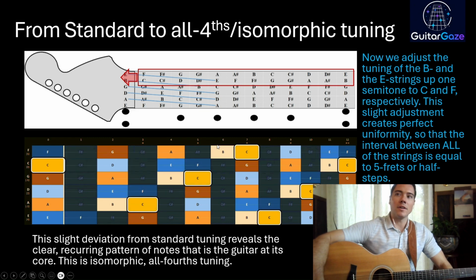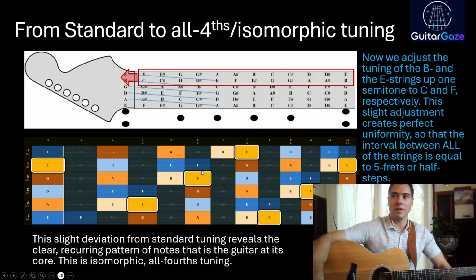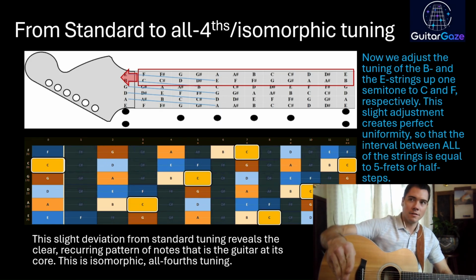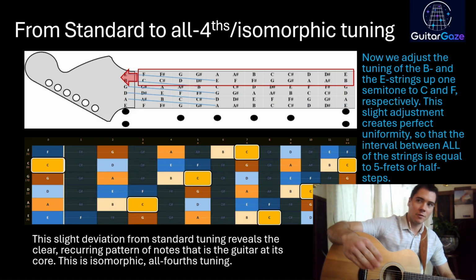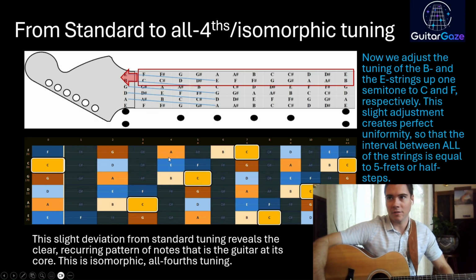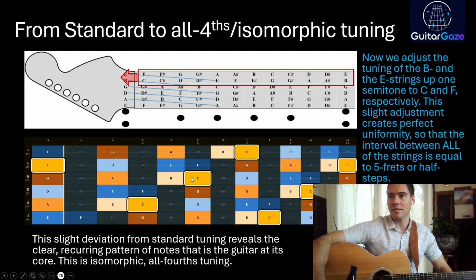Just take a moment to look at the animation here, showing the difference in the C major scale when you go from standard tuning to isomorphic tuning, to standard, to isomorphic, to standard. And when it shifts over into isomorphic right there, you'll see everything kind of snaps into place and you've almost got this staircase pattern.